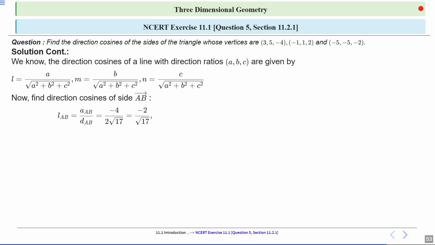So LAB equals AAB divided by DAB equals minus 4 divided by 2 times square root of 17 equals minus 2 divided by square root of 17. MAB equals BAB divided by DAB equals minus 4 divided by 2 times square root of 17 equals minus 2 divided by square root of 17. NAB equals CAB divided by DAB, which is equal to 6 divided by 2 times square root of 17, which is equal to 3 divided by square root of 17.